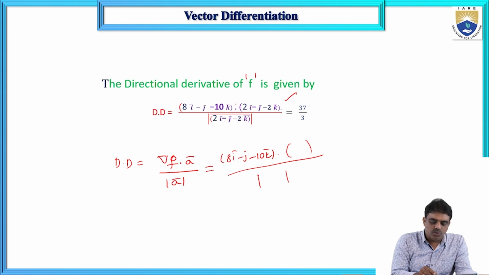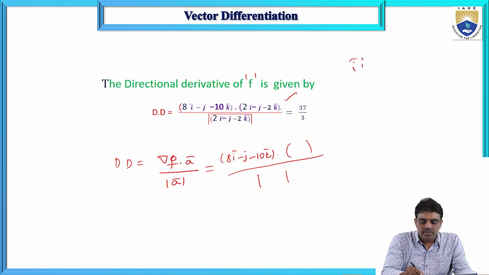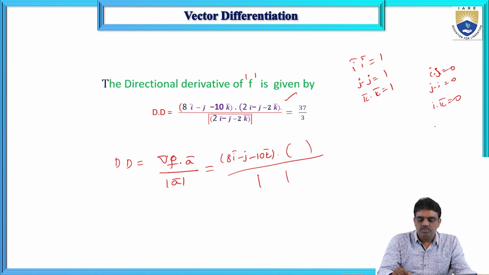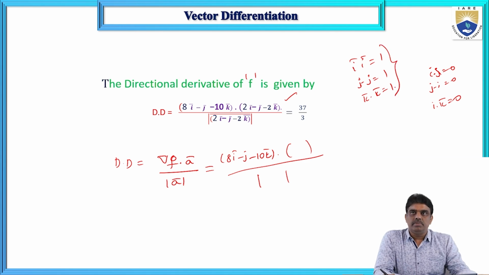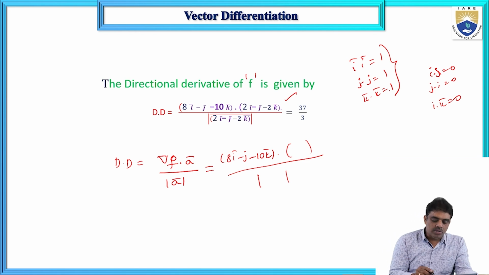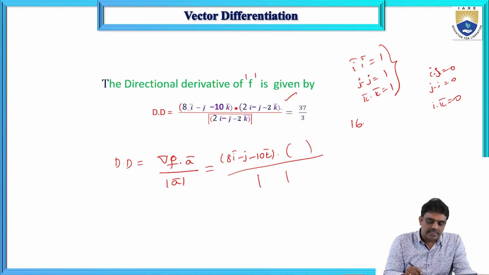So numerator 8 into 2. I bar dot i bar is 1. J bar dot j bar is 1. K bar dot k bar is 1. So i bar dot j bar is 0, j bar dot i bar 0, i bar dot k bar 0, like that, remaining all are zeros. Only the same values: i bar dot i bar 1, j bar dot j bar 1, k bar dot k bar 1. So here 8 into 2, 16, first term. I bar dot i bar, this is the dot product in between. 8 twos are 16. I bar dot i bar 1. So 16.